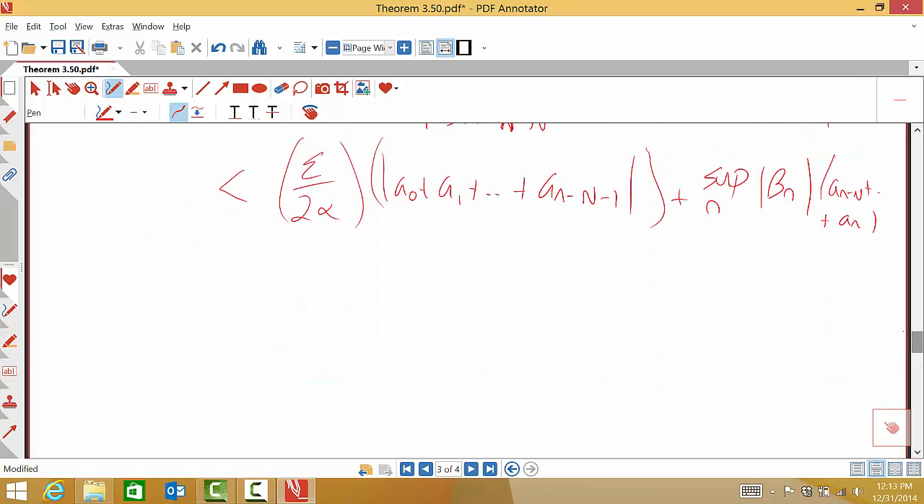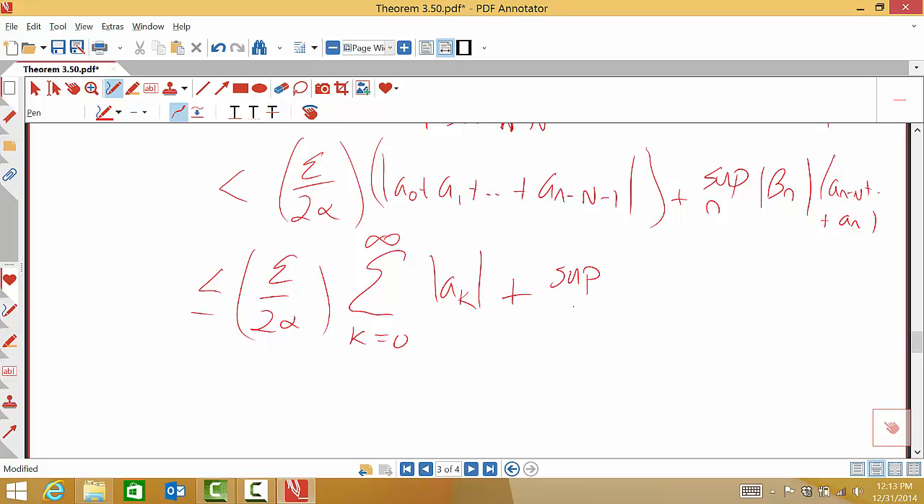Okay, so first term I think we can clean up pretty nicely. This is epsilon over 2 alpha. We can make this a little bit larger, potentially, by putting the absolute values on the inside. Let's say the sum of absolute value a sub k, and let's just go all the way to infinity. Because we're adding positive terms, we can make that certainly bigger. Then let's look at the second piece. We have the supremum over n of beta sub n. Well, that we were calling gamma.